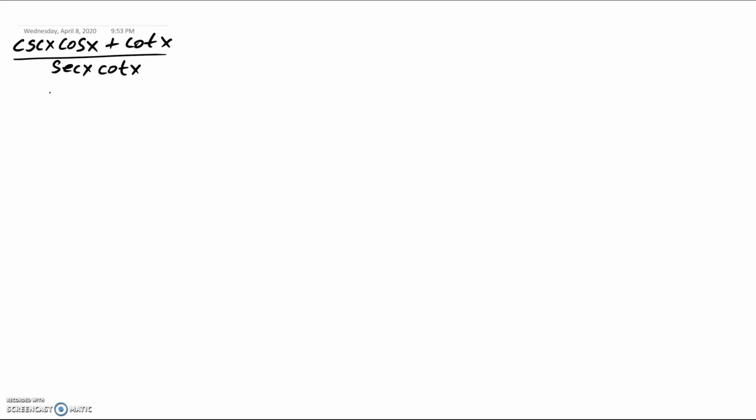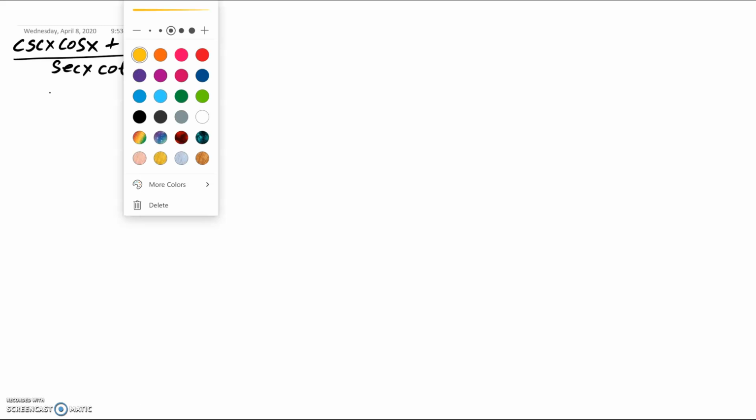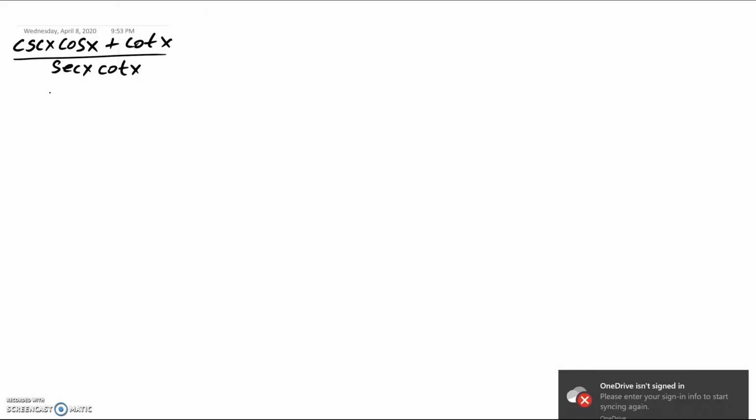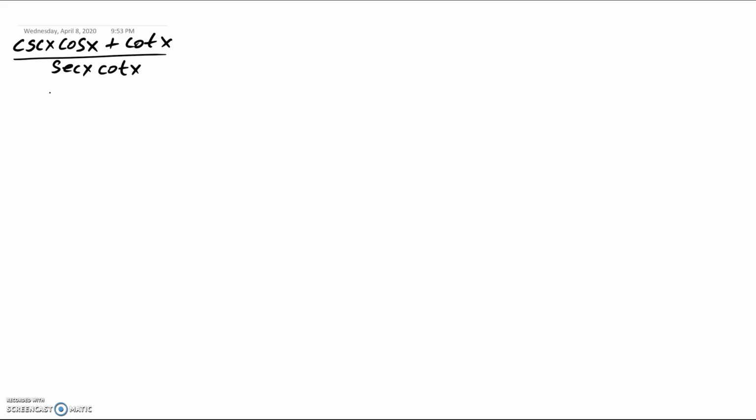Alright students, we are going to talk about simplifying trigonometric expressions, and we have (cosecant x cos x plus cot x) over (secant x cot x). But don't forget that we are not going to use an identity on cos x. We will use identities on cot x, cosecant x, and secant x. Okay, so let me rewrite the identities.